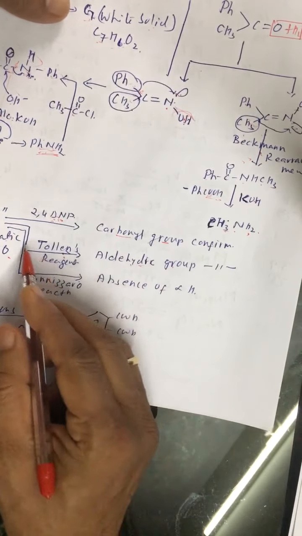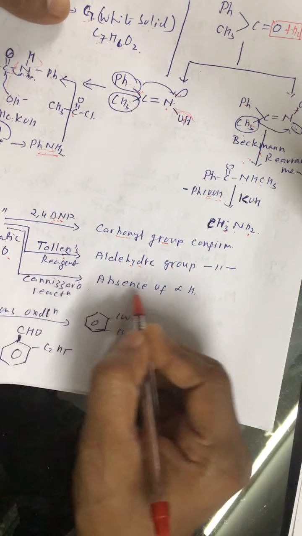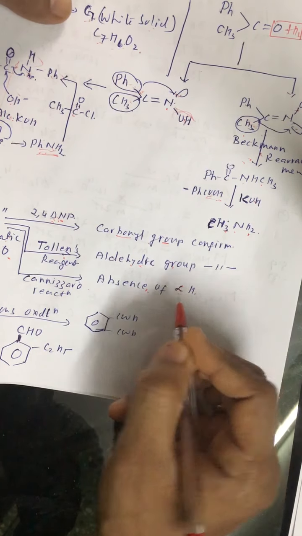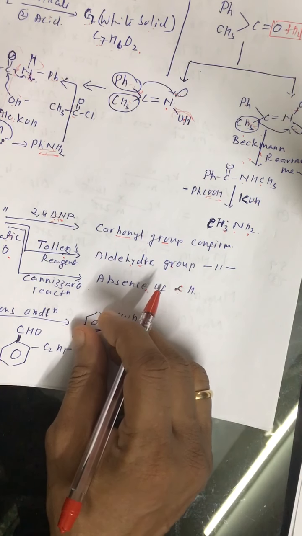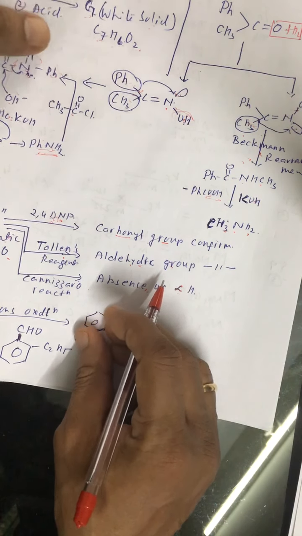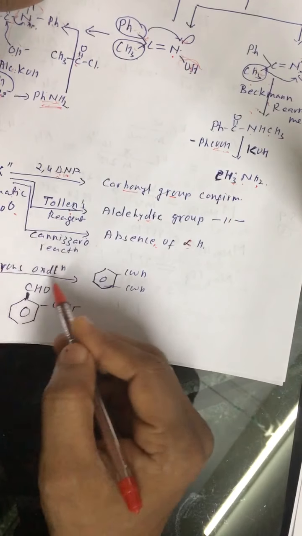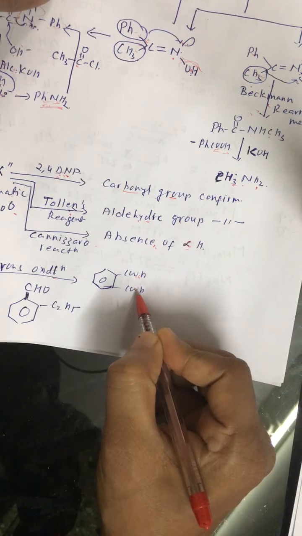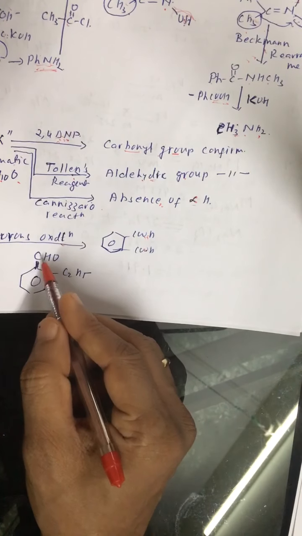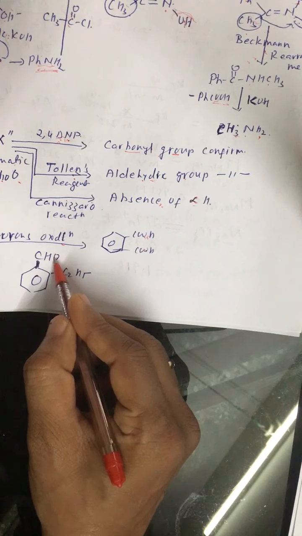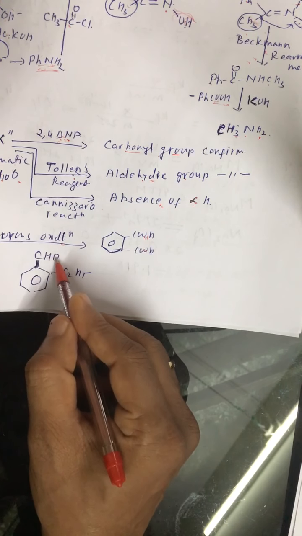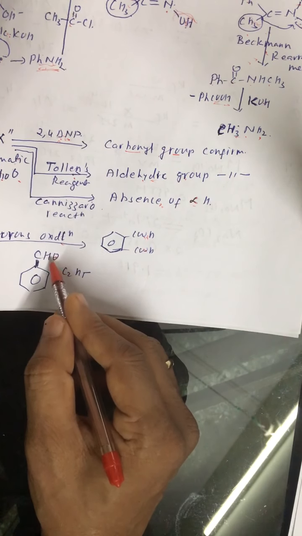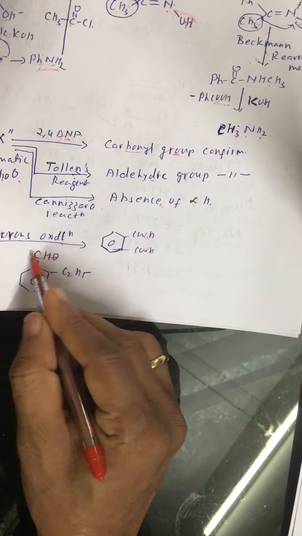Now they also give the Cannizzaro reaction, so it indicates absence of alpha hydrogen, because the Cannizzaro reaction is exhibited by aldehydes having no alpha hydrogen. On vigorous oxidation we get phthalic acid. So X must contain a carbonyl group, second it must be an aldehydic group, and alpha hydrogen should be absent. So all the conditions are applied with this group.